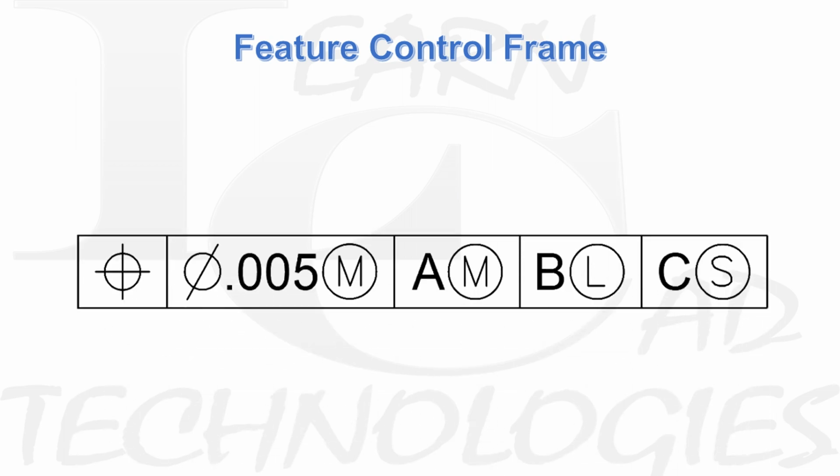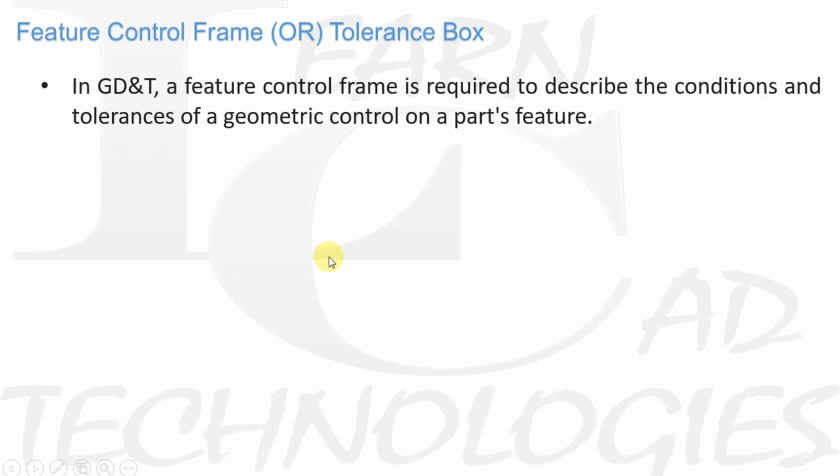In this video, we're going to see about the feature control frame, or we can call it a tolerance box. This is the full-fledged tolerance box or feature control frame. So what is a feature control frame or tolerance box? A feature control frame is required to describe the condition and tolerance of control on a part feature.